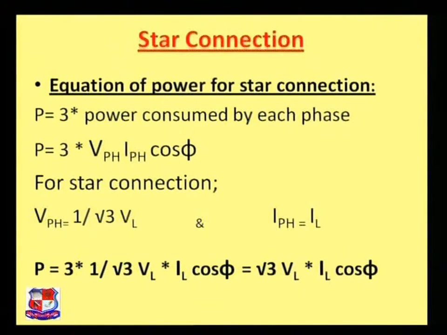So for star connection, our VPH equals 1 by root 3 VL and our IPH equals IL. So now substitute the values of VPH and IPH into the equation of P.